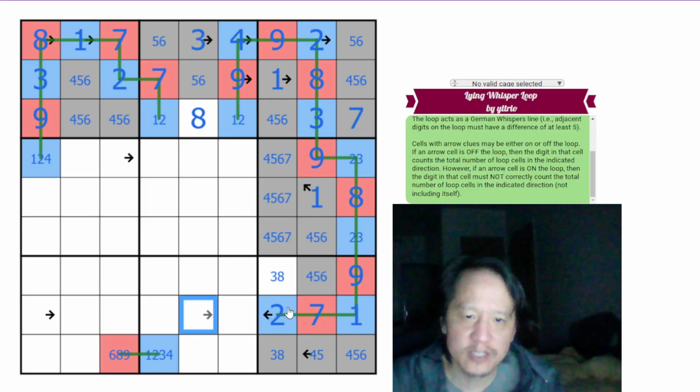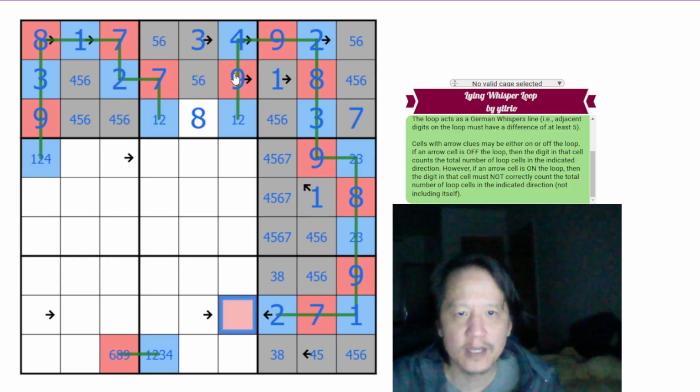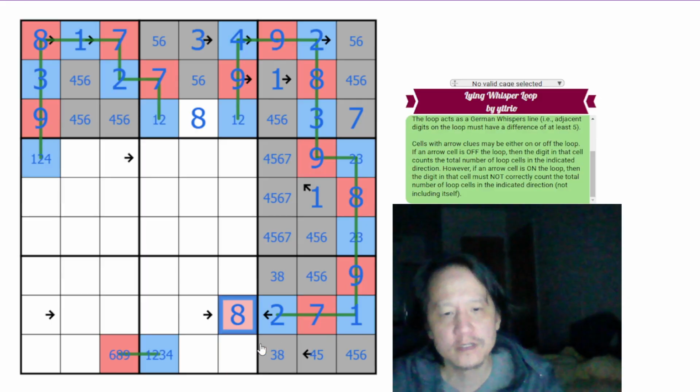But it's not possible because 1 and 2 are here. So this cannot be low with a 1 or 2. So this cannot go up and then down. So this is not valid. So therefore we know this is a high. So this cannot be 7, it cannot be 9, it can't be 6 because it's next to a 2, so this has to be 8.